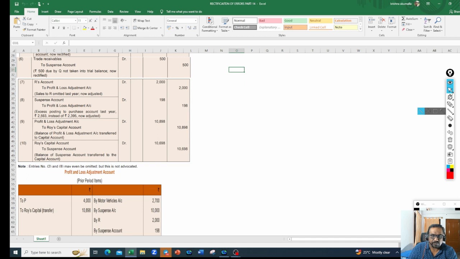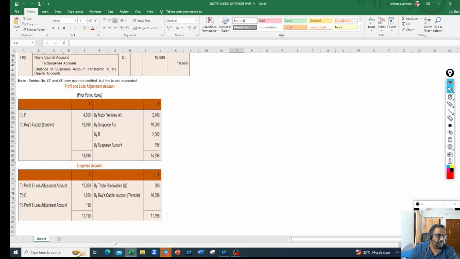Then what we are supposed to do is we need to balance this account. So debit side is having 11,198. 11,198 we need to put in credit side and deduct 500. You get 10,698 is the closing balance. This closing balance has to be transferred again to capital account. So this has to be transferred to Rise capital account.